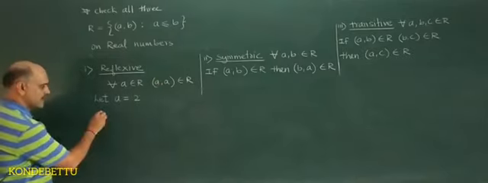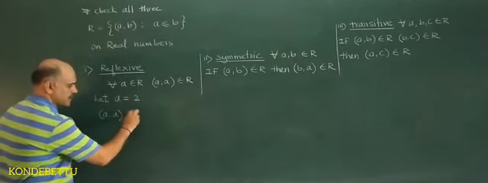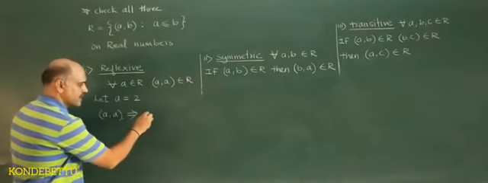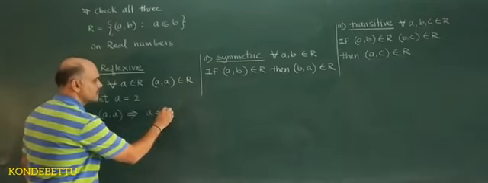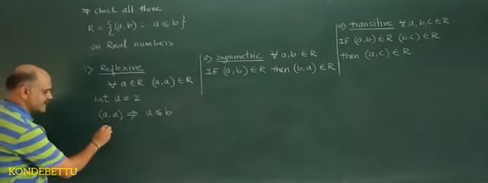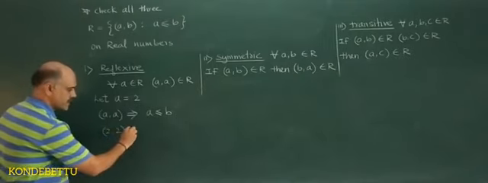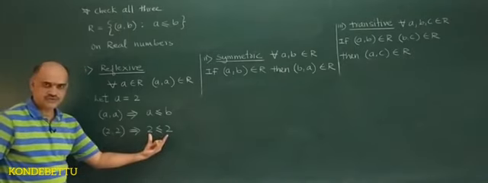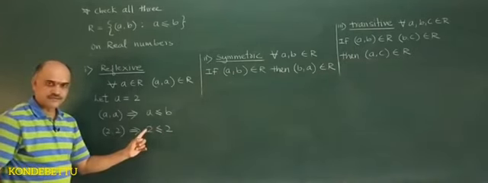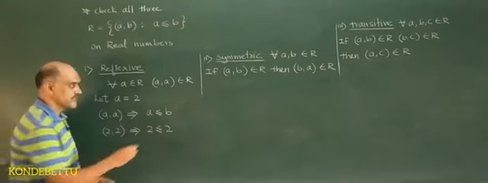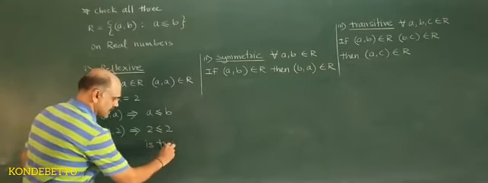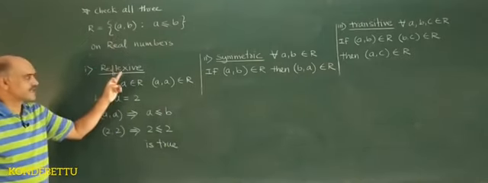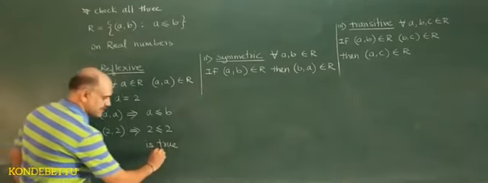So (a, a). By definition, (a, b) means a is less than or equal to b, so (a, a) means a is less than or equal to a. If I take the example (2, 2), it implies 2 is less than or equal to 2. Is this condition true? Yes, because 2 is equal to 2. Therefore, the given relation is reflexive.